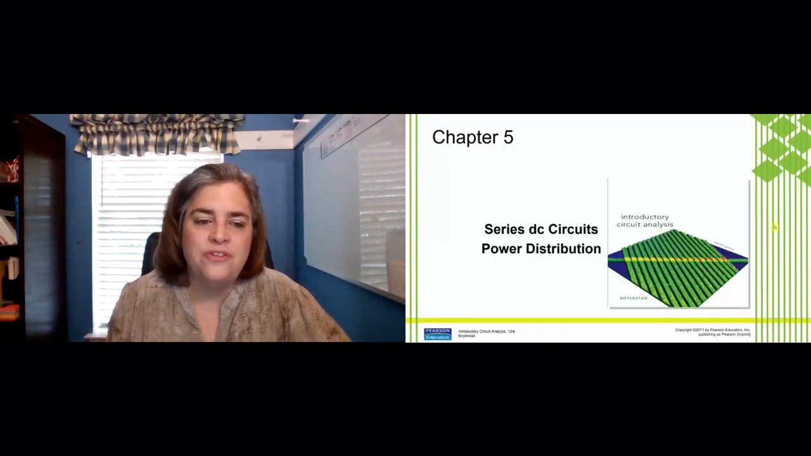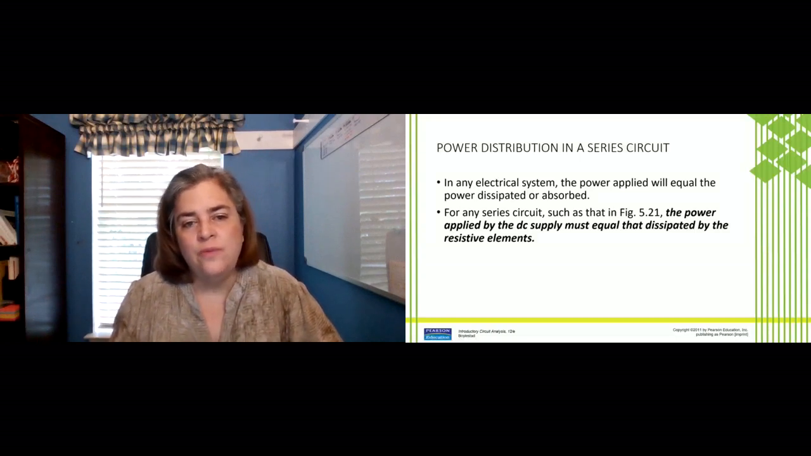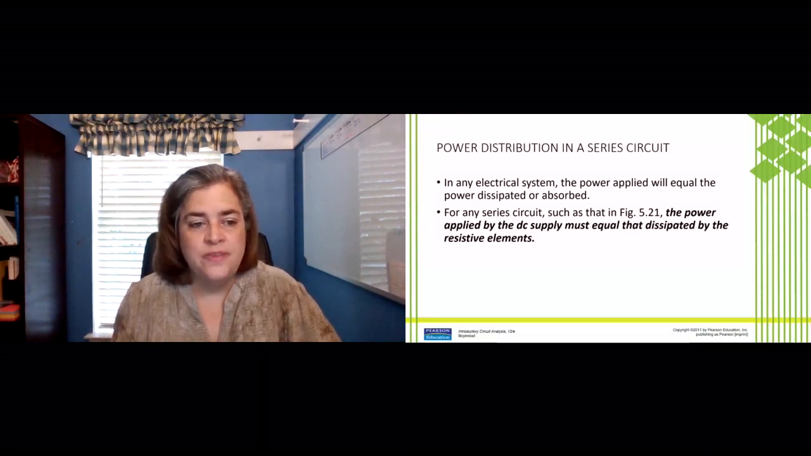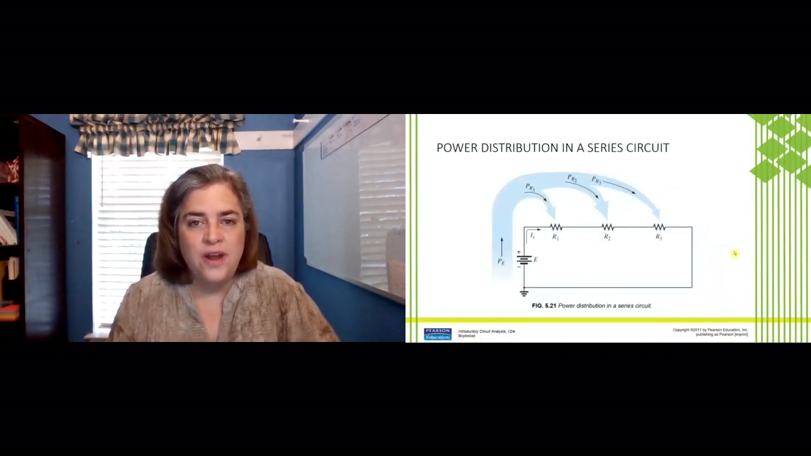So let's talk about power distribution in our series DC circuit. When we apply any power to our circuit, the power applied is going to equal the power dissipated or absorbed by the circuit. So the power applied by the supply has to equal that dissipated by all of the resistive elements. So we're going to practice actually calculating that power absorbed or power delivered.